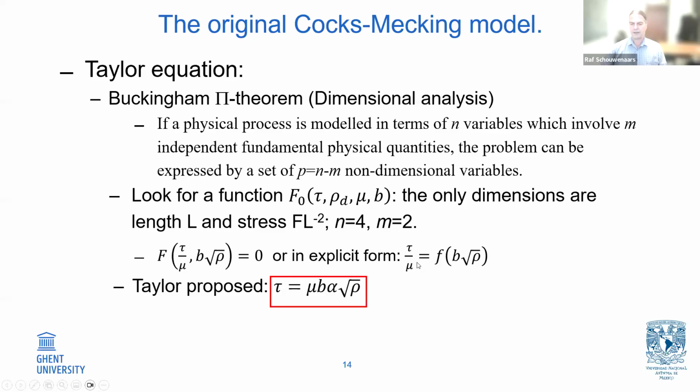Tau over mu is a function of b square root rho. And Taylor didn't want to make things very difficult, so he just wrote a proportionality. It could be, in theory, any other kind of function. And as this proportionality has served us well for almost 100 years, 93 years now, we keep using it.